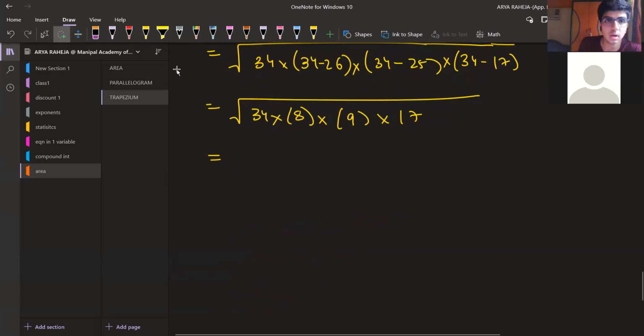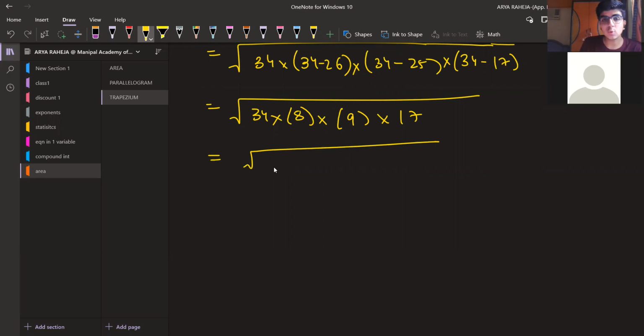Okay, so if we see the number 34, हम लोग उसको लिख सकते हैं as 2 into 17, है ना. 34 को we can write as 2 into 17. See, 17 into 2 is 34. So we write it as, ये 34 की जगह, we write 2 into 17 into 8 into 9 into 17. Now you'll see why. अभी देखो ये 17, 17 दो बार आ गया.